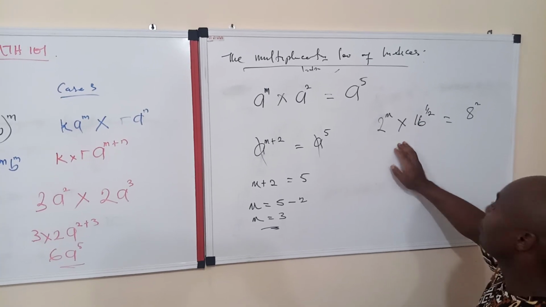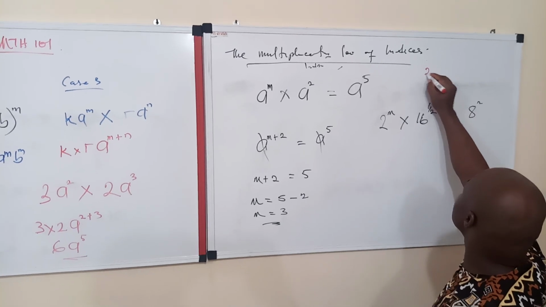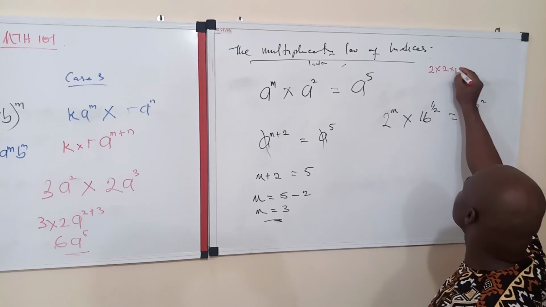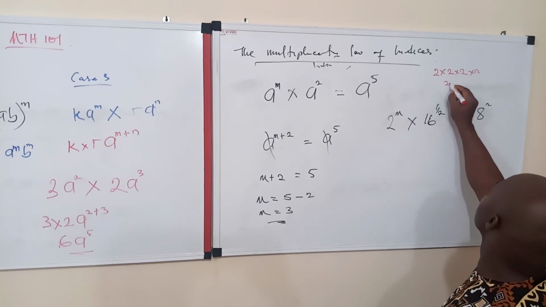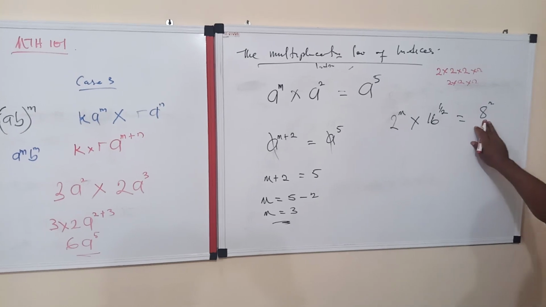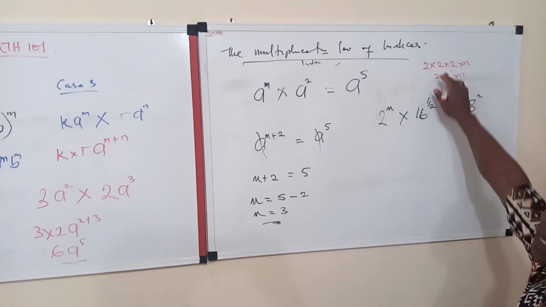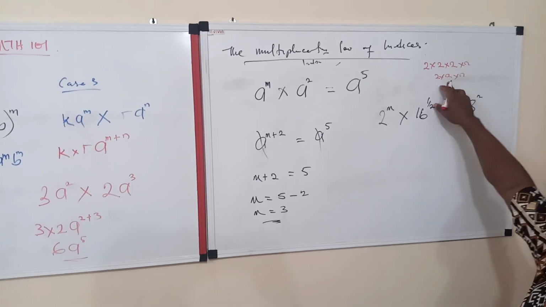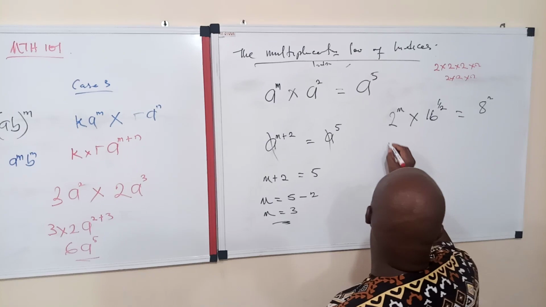It can be resolved, because you can see that 16 is the same thing as 2 times 2 times 2 times 2. And 8 here is 2 times 2 times 2: 2 times 2 is 4, times 2 gives you 8. So you can rewrite this 16 in terms of 2, and you can also rewrite the 8 in terms of 2, so that you can have a common base. Now, how do we do this?